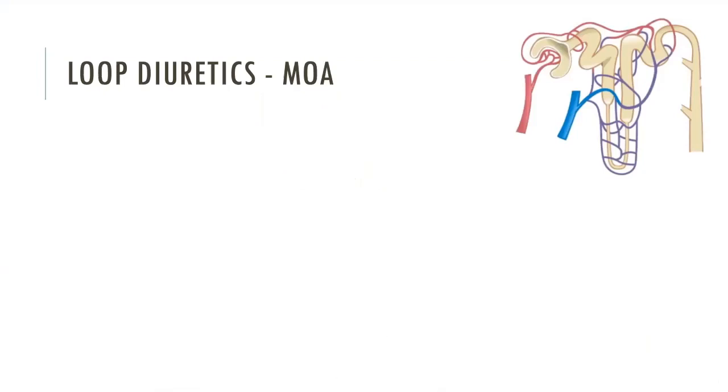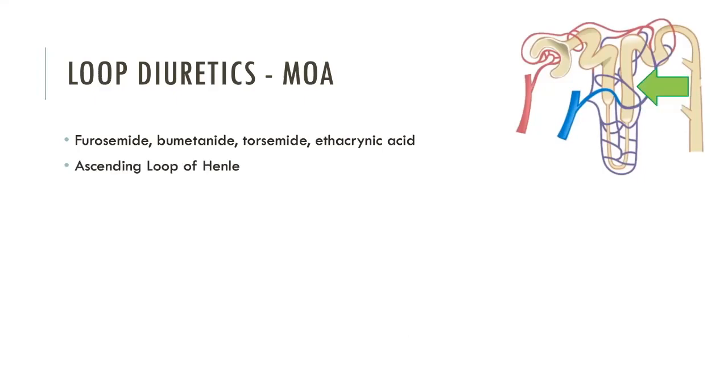First, I will talk about the mechanism of action of the loop diuretics, which includes furosemide, bumetanide, torsemide, and ethacrynic acid. Here we have a drawing of the nephron in the kidney, and the loop diuretics exert their effects in the ascending loop of Henle, which is shown by the arrow.